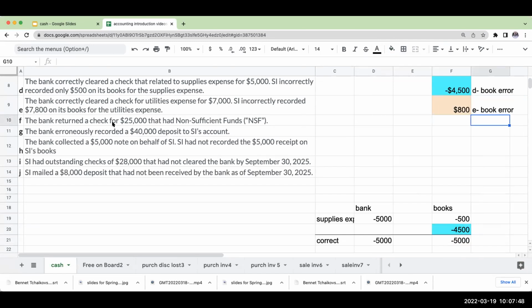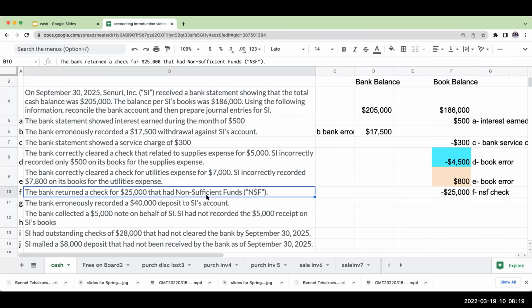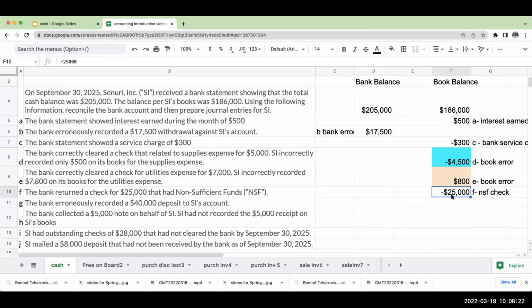And let's go to the next one. The bank returned a check for $25,000 that had non-sufficient funds. So I deposited 25 grand on my books, but the bank said that check did not clear. So what this is going to do is reduce my cash balance or my book balance by 25,000. So this is an NSF check. Again, I deposited a check with the bank for 25 grand. The bank said, no way. So now I have to reduce my book balance or my cash balance by 25,000.